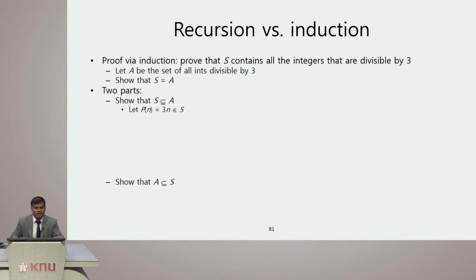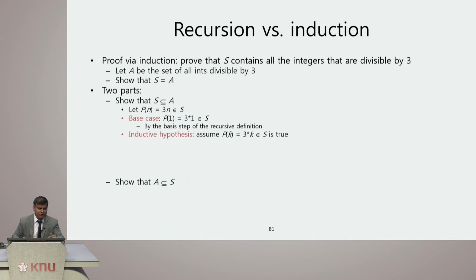Well, let's say P of n equals 3n. 3n is an element of S. And then you have the base case, P of 1 equals 3 times 1, which is an element of S. So by the basis step of this recursive definition, we are using this base case. And with the inductive hypothesis, we assume that P of k equals 3 times k is an element of S. That is the inductive hypothesis. So we assume that that is true.